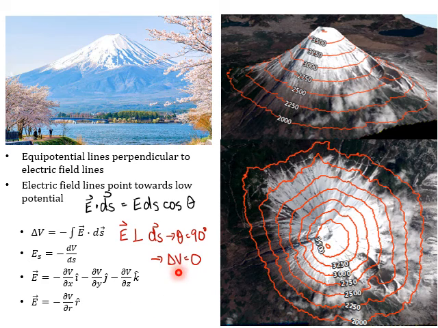Delta V equals 0 means V final equals V initial. That means V is constant. That means it's an equipotential line. So anytime your electric field is perpendicular to your path, your V is equal to constant. On the flip side, if your electric field is parallel, or even just not perpendicular, then your delta V would not be 0. Your potential would change if you moved parallel to your path.